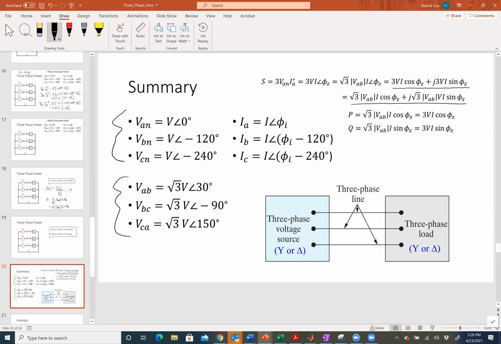And again, this is a complex quantity. The real part of it is the real power. The imaginary part of it is the reactive power. Same thing as we did before. And typically our way of thinking about it, I don't care whether it's Y or delta. Basically I have this picture: a three-phase voltage source, a three-phase line connected to a three-phase load. And that's the way we're going to think about it.